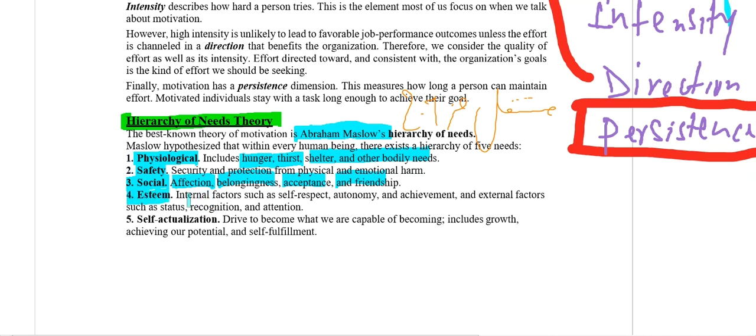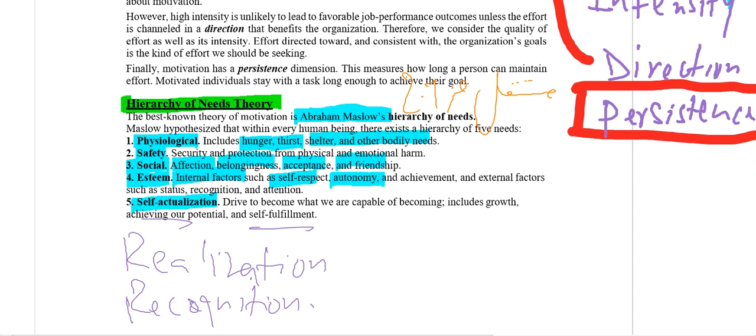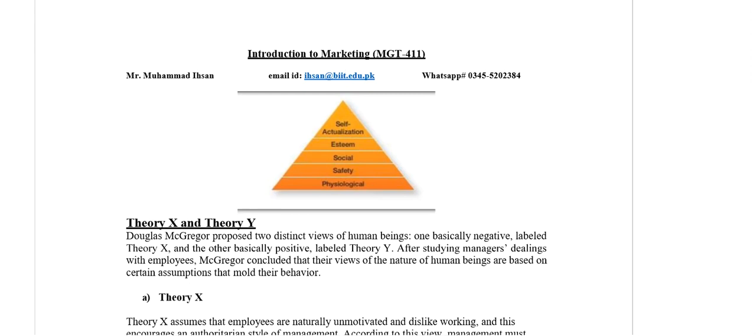After that come esteem needs. Esteem needs mean internal factors such as self-respect and autonomy. We will achieve these requirements, and after self-esteem comes self-actualization. This self-actualization is also called self-realization, and this self-realization is also called self-recognition. So we recognize ourselves and we fulfill whatsoever we want to see. So these are the five types of needs.